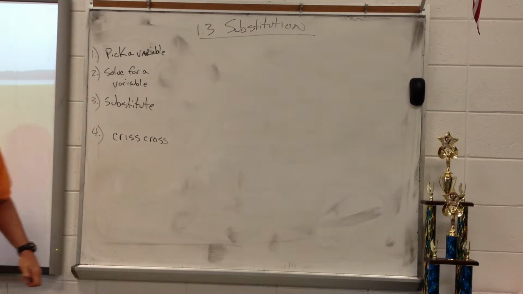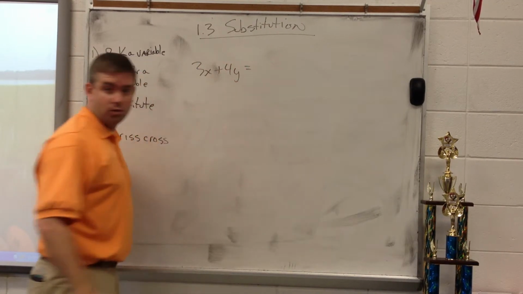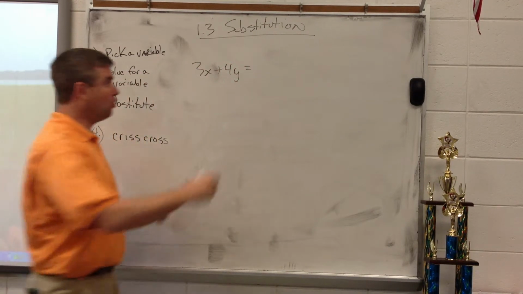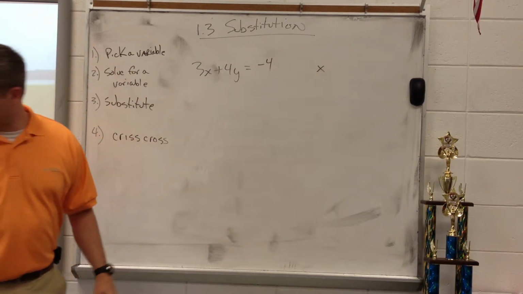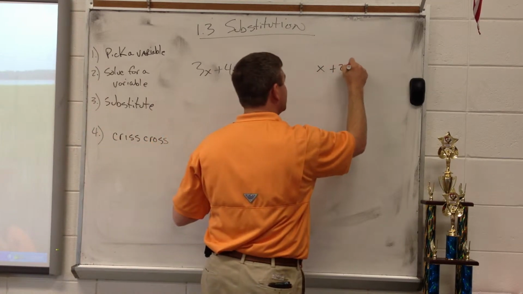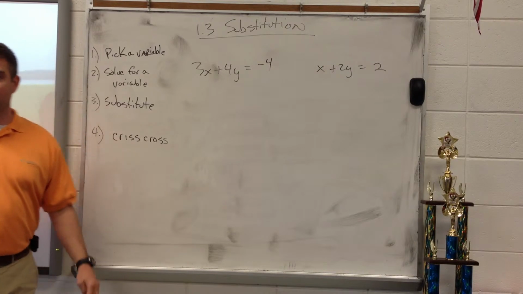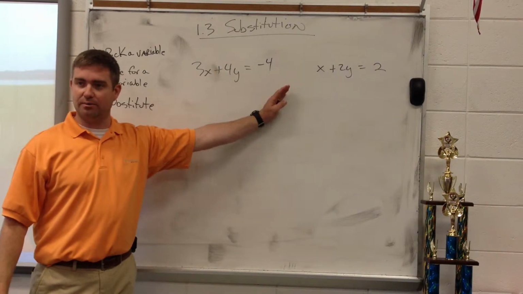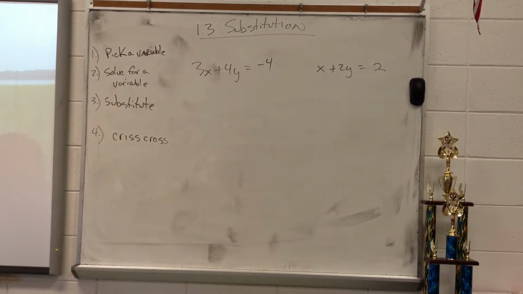All right, here's your first problem. 3x plus 4y is equal to negative 4, and x plus 2y is equal to 2. Now notice I didn't stack them. A lot of the problems are stacked, x, y, and a number. I wrote them side by side like this for substitution, and actually that matters. When using this method of substituting crisscross, you want them side by side like that.